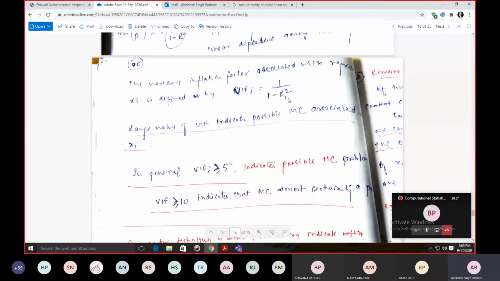So 1 upon 1 minus ri square is our variance inflation factor. If we have a higher value, let's say the variance inflation factor is greater than 5, we can say that a possible multicollinearity problem exists in your data. And if your variance inflation factor is greater than or equal to 10, then you can say with 100% confidence that multicollinearity exists in your data.